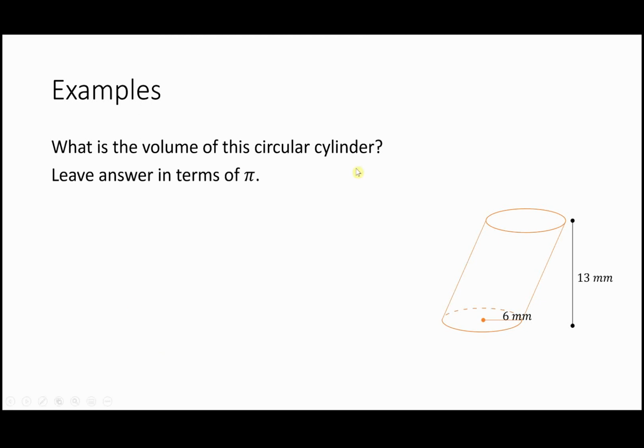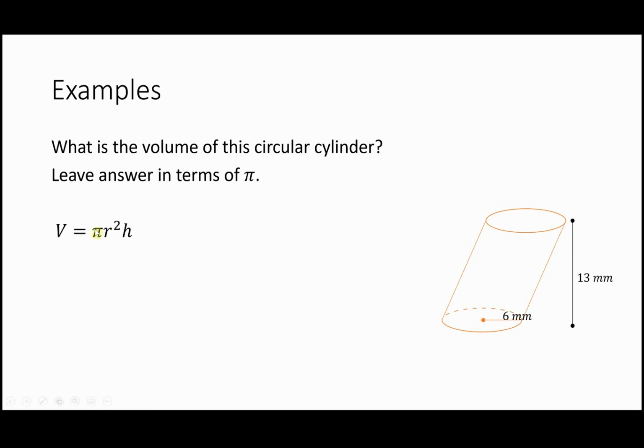Let's get the volume of this circular cylinder. Leave your answer in terms of pi. Remember, it doesn't matter that this cylinder is oblique. It's still going to go according to the mantra of area of the base times the height, because cylinders, prisms, solids, cubes, they all work in that similar way. Area of the base times the height.